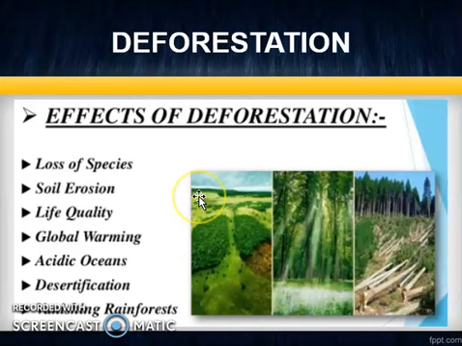Now let's continue our discussion about deforestation, the effects of deforestation as shown in this slide. Some of the effects, as mentioned in this slide, are loss of species, soil erosion, life quality, global warming, acidic ocean, desertification, and lastly, vanishing rainforest.